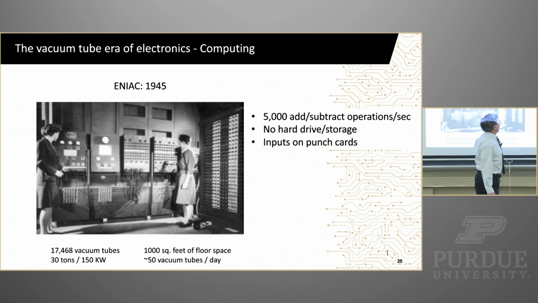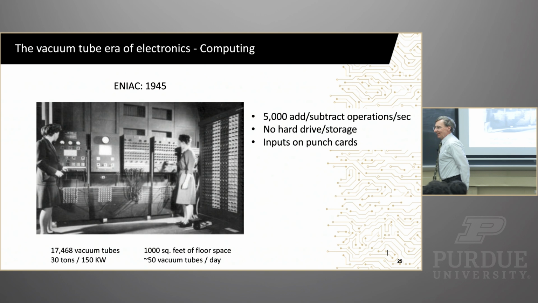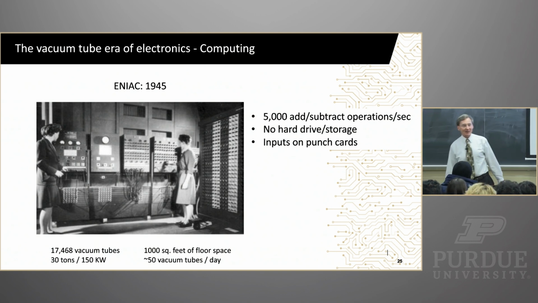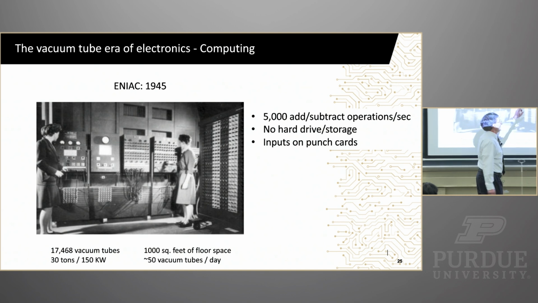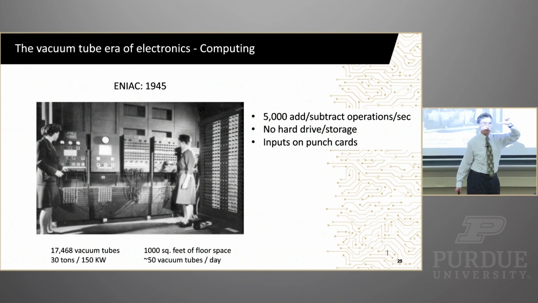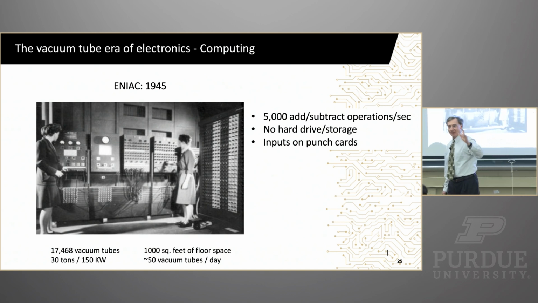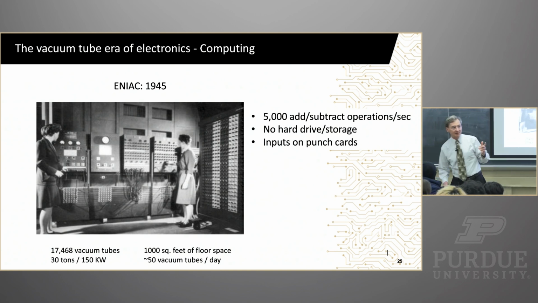This thing did a grand total of 5,000 add and subtract operations per second, right? If somebody tried to sell you a computer today that had 5,000 operations per second, you'd say, I ain't gonna wait around long enough for that to happen, right? It had no hard drive, no storage. The inputs were actually on punched paper cards, right? But that was 1940s computing. It was actually a big deal at the time.